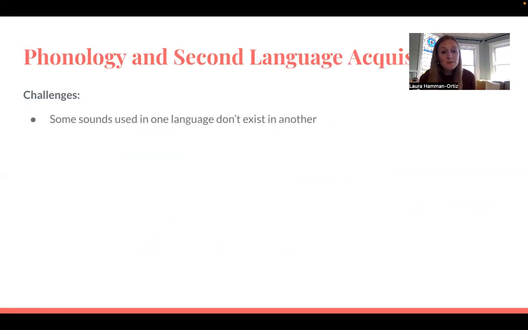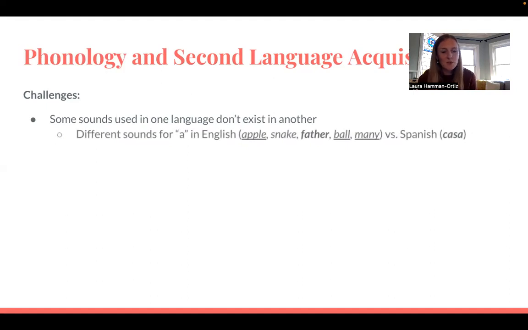So first, some sounds used in one language don't exist in another language. There are sounds that we use in English that don't exist in Korean. There are sounds used in Korean that don't exist in English. And so a challenge with learning a new language is learning sounds that don't exist in the language that you know.